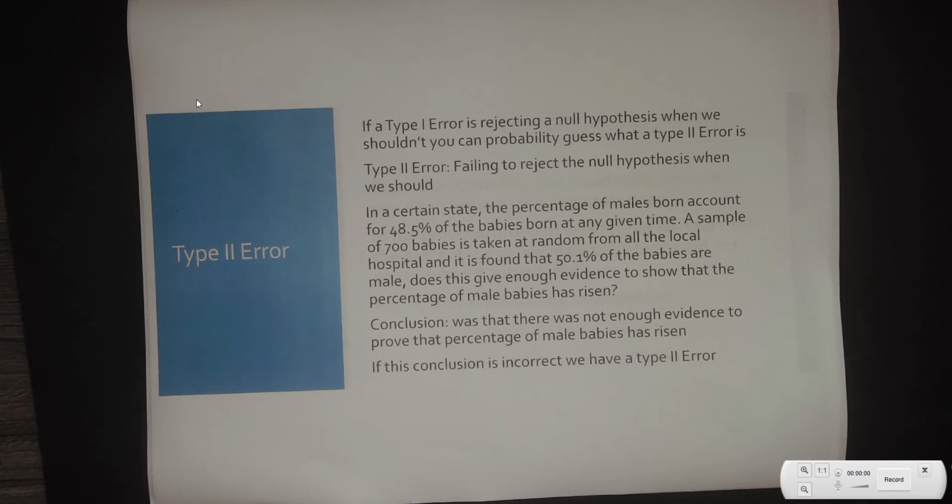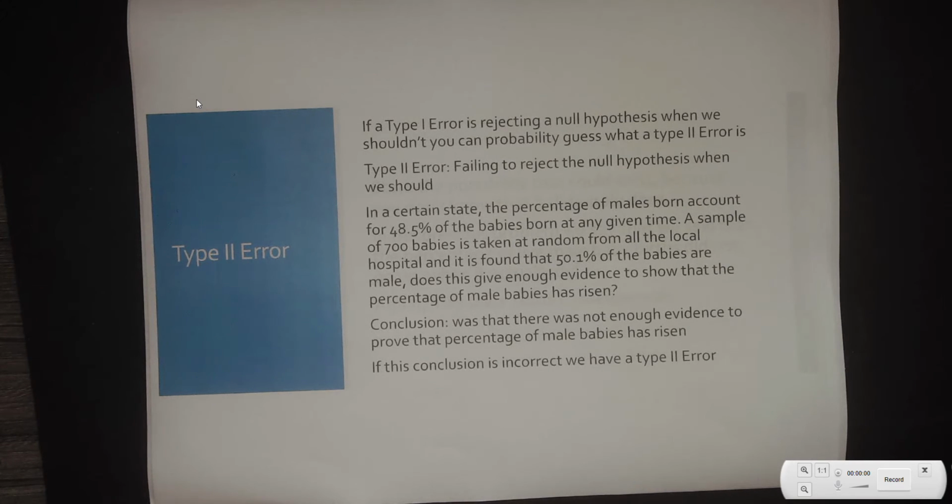If a type 1 error is rejecting a null hypothesis when we shouldn't have, what is a type 2 error? Well, it'd be the complete opposite. It's failing to reject a null hypothesis when you should. In a certain state, the percentage of males born account for 48.5% of the babies born at any given time. This is the second one we went over on the previous video. A sample of 700 babies is taken at random from all the local hospitals, and it's found that 50.1% of the babies are male. Does this give enough evidence to show that the percentage of male babies has risen?